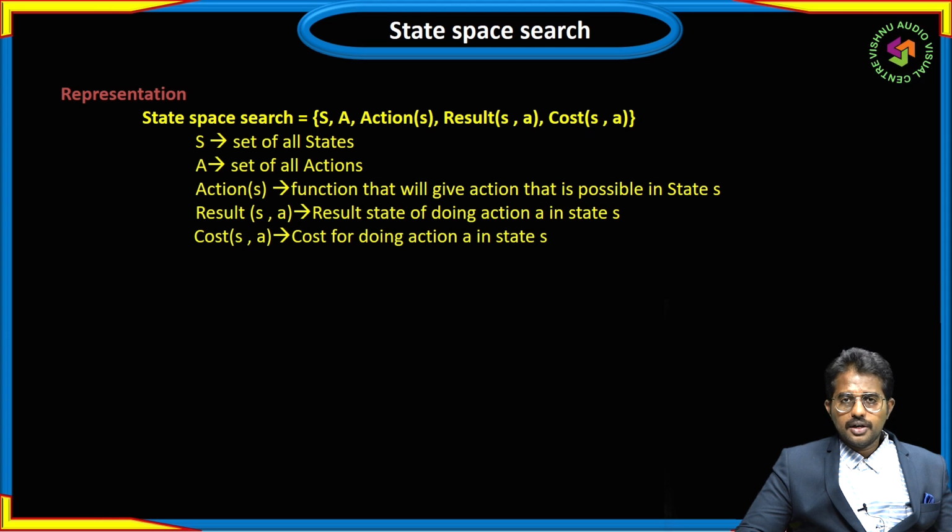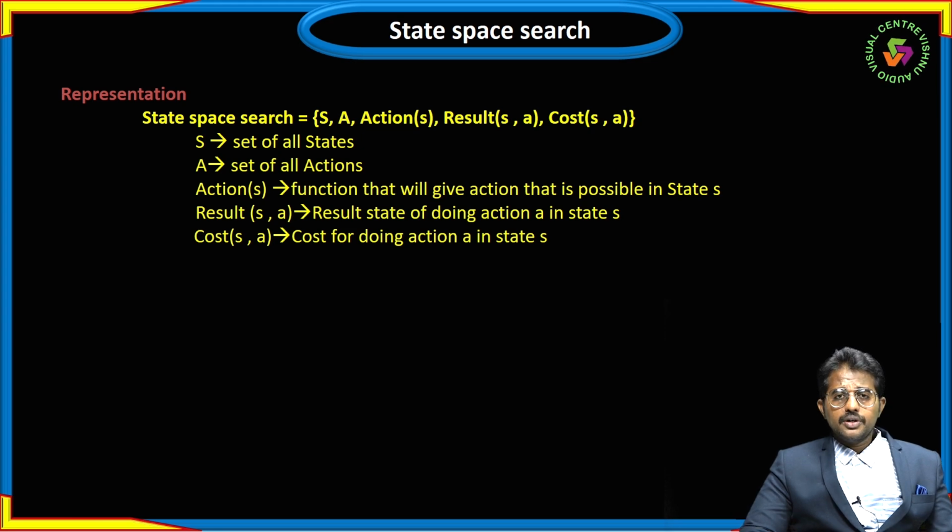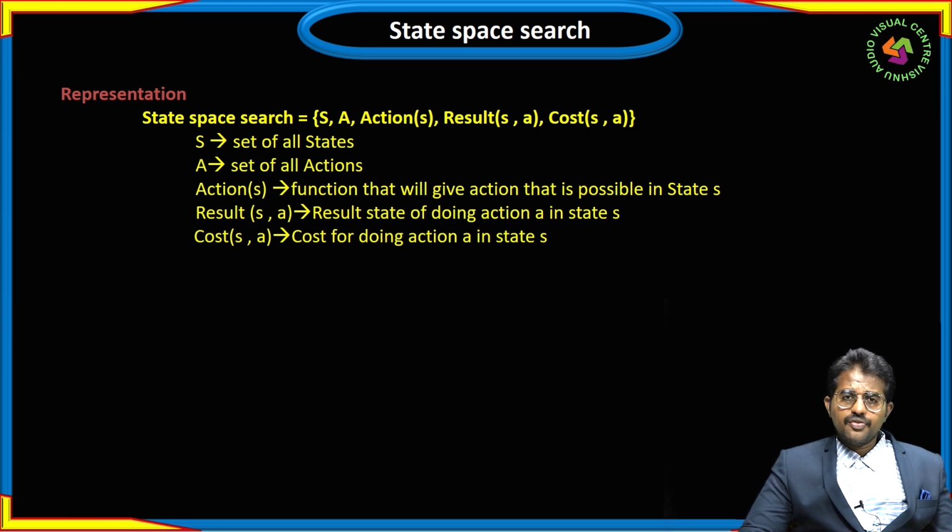And A is the set of all the actions that can be performed in the particular problem domain. They will all come under A. The next one is the action of S. Action of S is a function in which the argument is S. S is a state, let's say some state S. This particular state S is given as input for this function, and the function will give as output an action that can be applied on that particular state S.